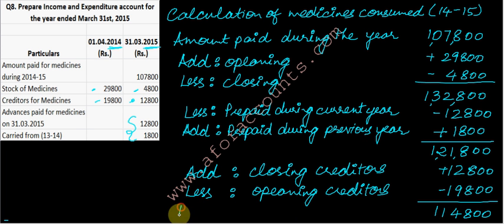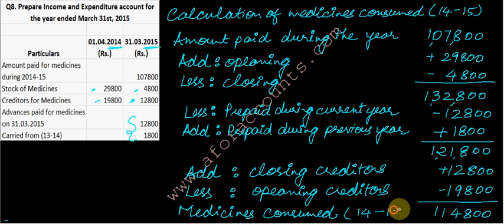Now this amount you will take to your income and expenditure account, because this is the value of medicines consumed in 14-15. And in the balance sheet you will have to write the current creditors, which is this, on your liability side. Then advance for medicine 1,200, which is given, will be your asset. And then the current stock of medicine needs to be stated here. Stock of medicines closing will be put in the balance sheet.